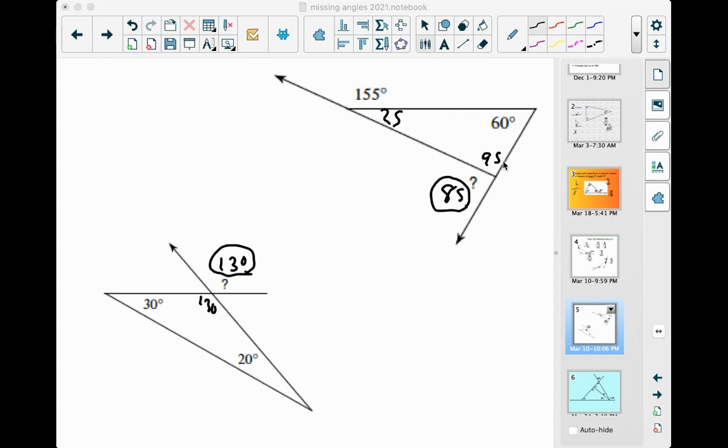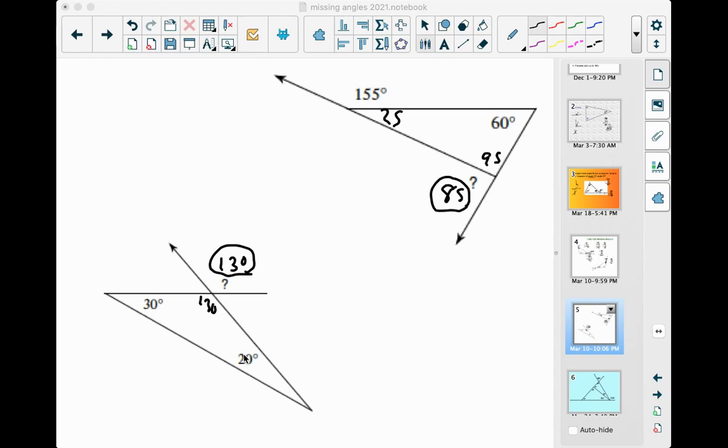Once I get that this is 95, again, I got another straight line here with the angle I'm trying to figure out. So subtract this from 180 and I get 85. So 3 steps for that one gets me to 85. For this one was only 2 steps.